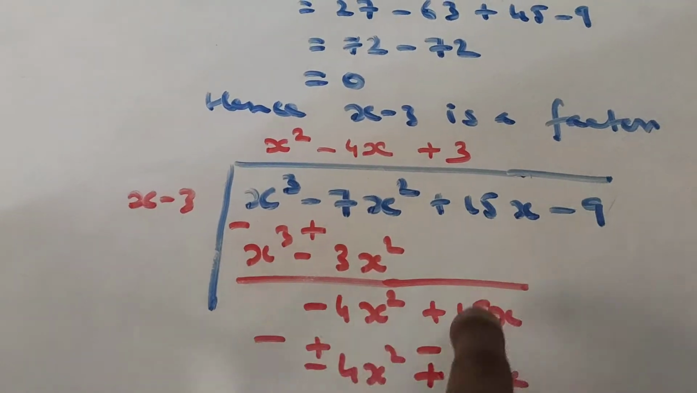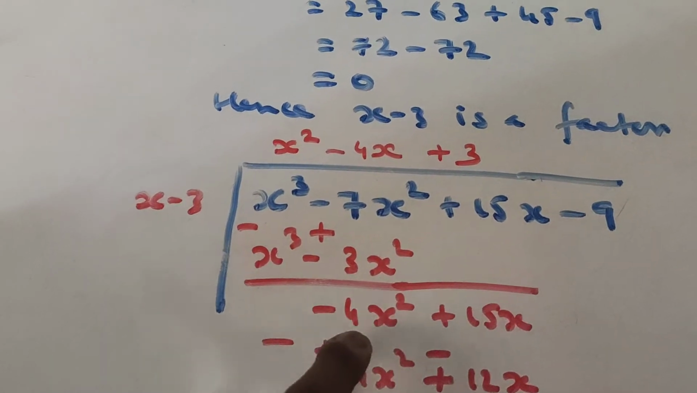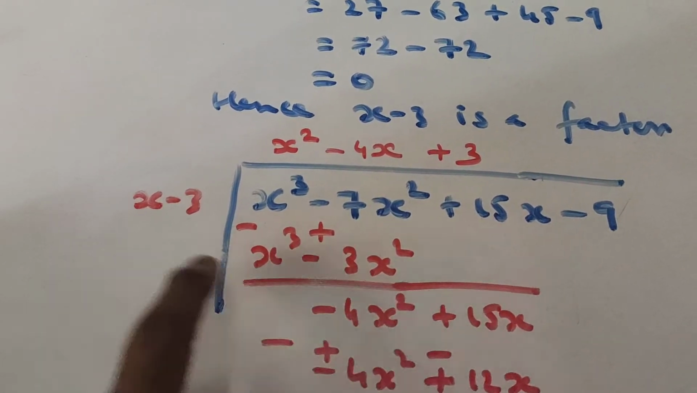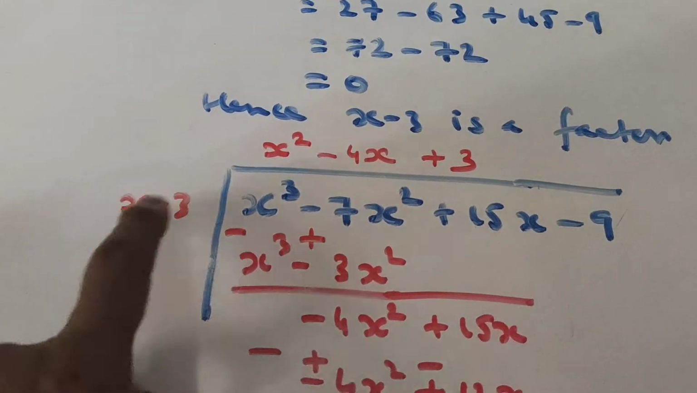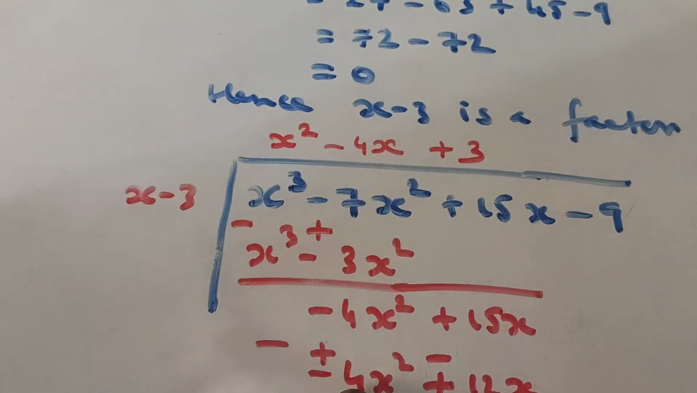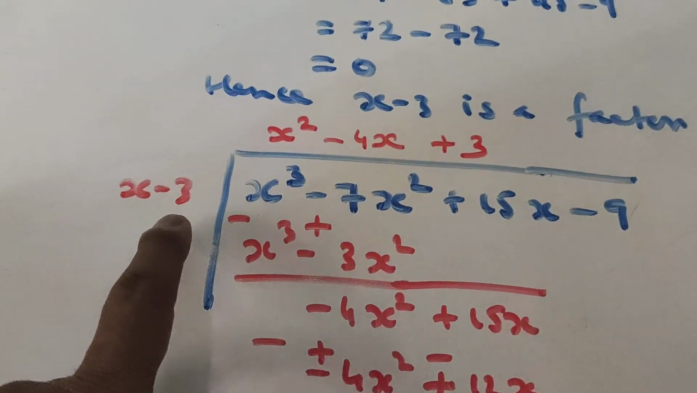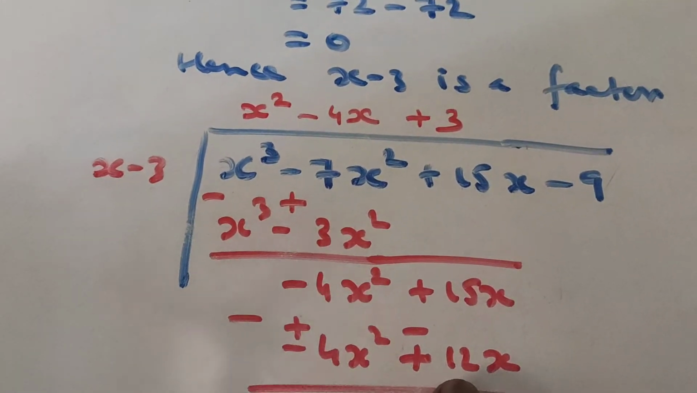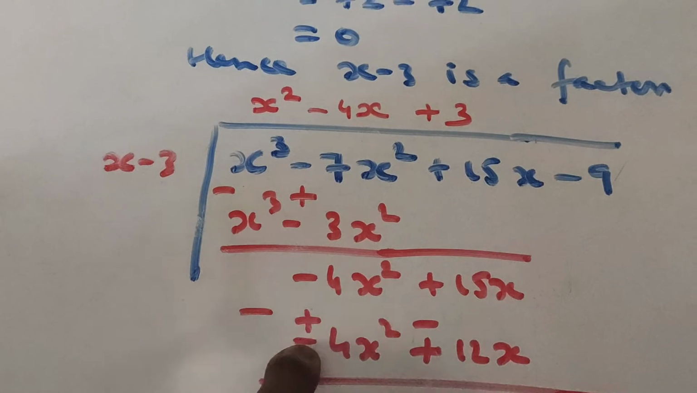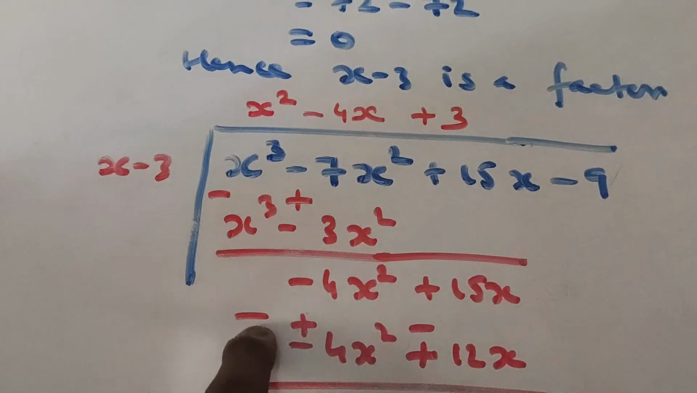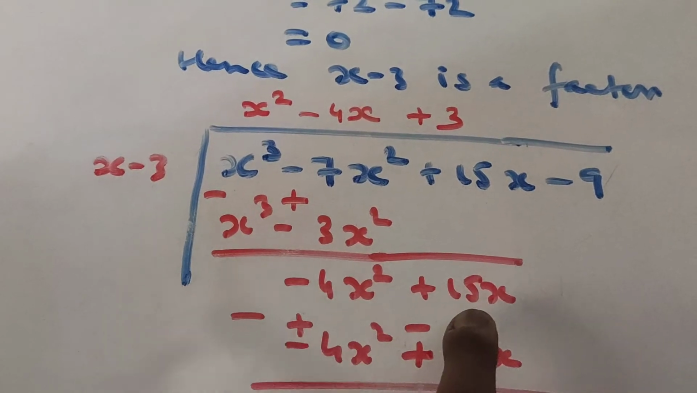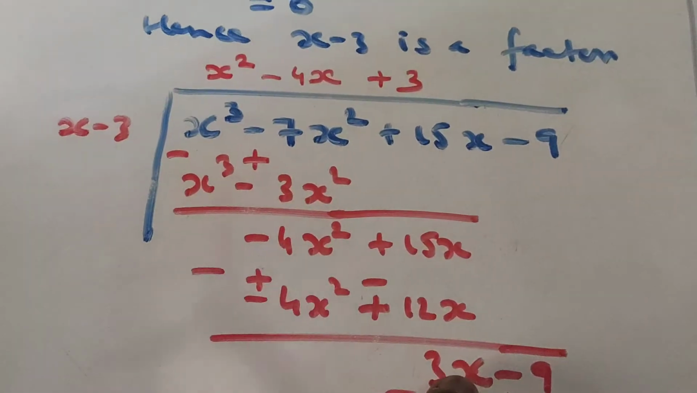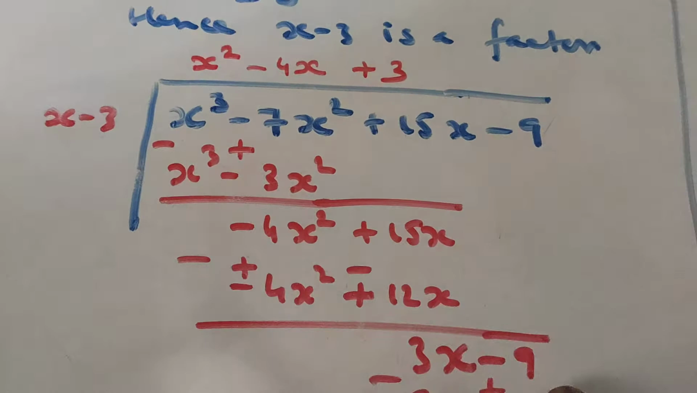From the above expression, plus 15x will come down. Now here we got a new term, that is minus 4x square. We don't have minus 4, so here it is x, so multiply with minus 4x to get minus 4x square, and minus 4x multiplied with minus 3 becomes plus 12x. In division we change signs, so the new signs are plus and minus. So these two cancel, while plus 15x minus 12x will give you 3x. From the above expression, minus 9 will come down.